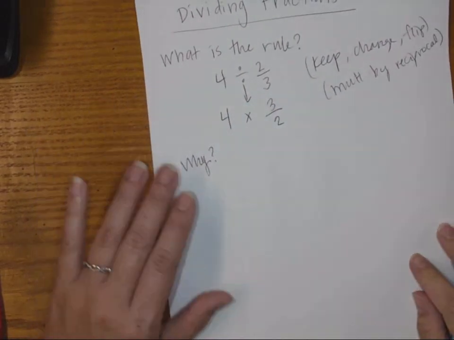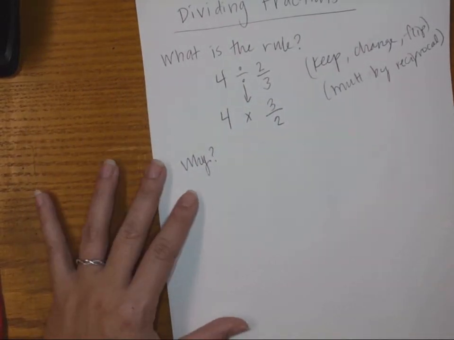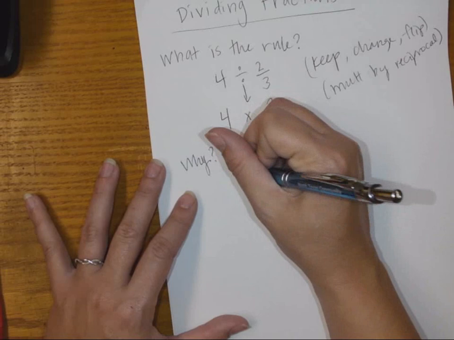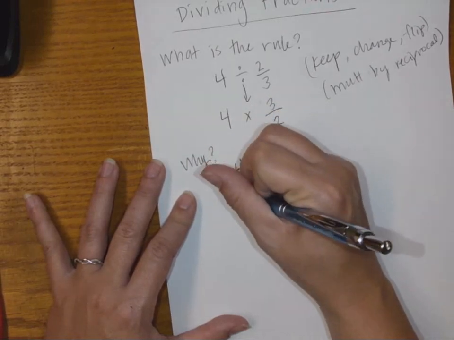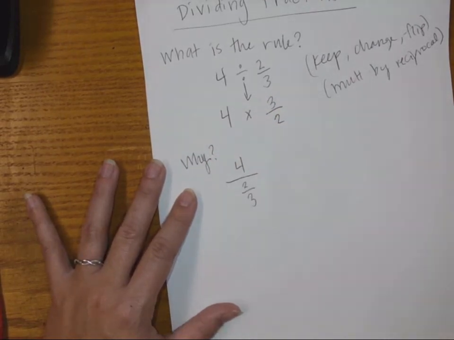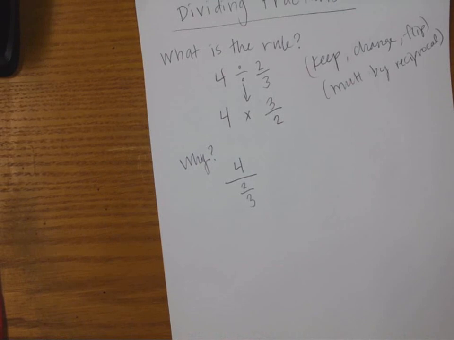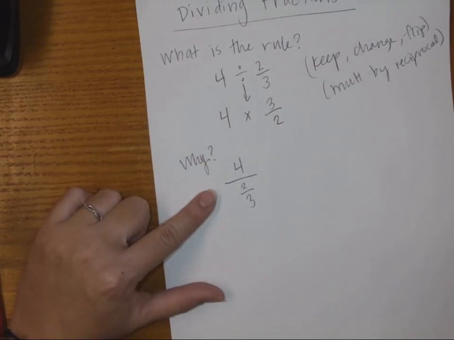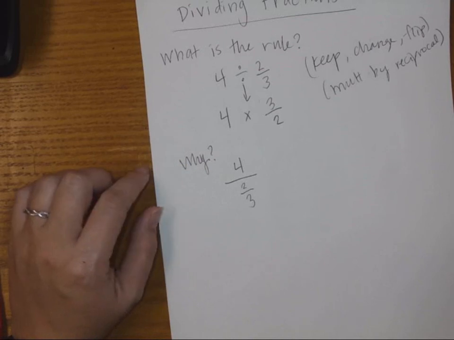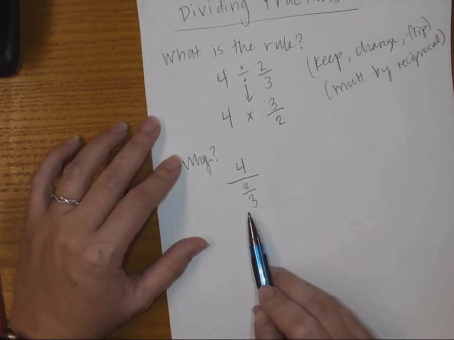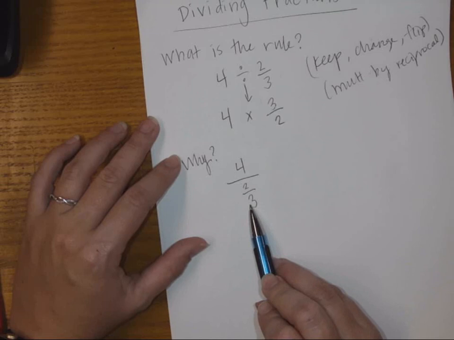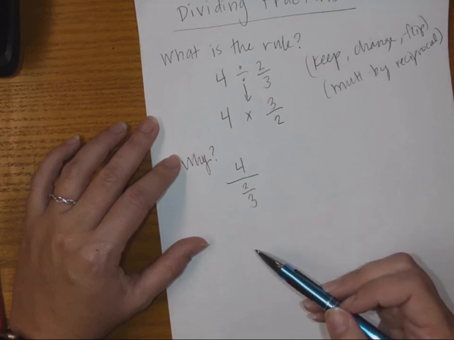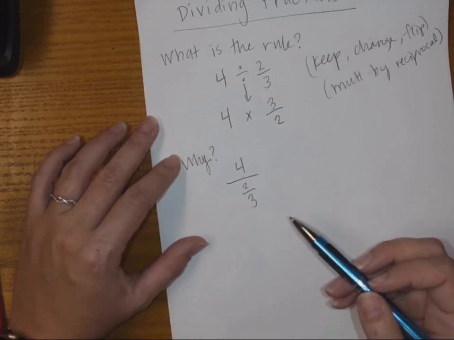Well, the reason why that is the rule is because I could rewrite this as 4 divided by 2/3 like that. Okay, and that is like a fraction in a fraction. It's kind of a mess. So I think to myself, how could I change this number 2/3 on the bottom into something easier to divide by? So how could I change it into like a whole number?